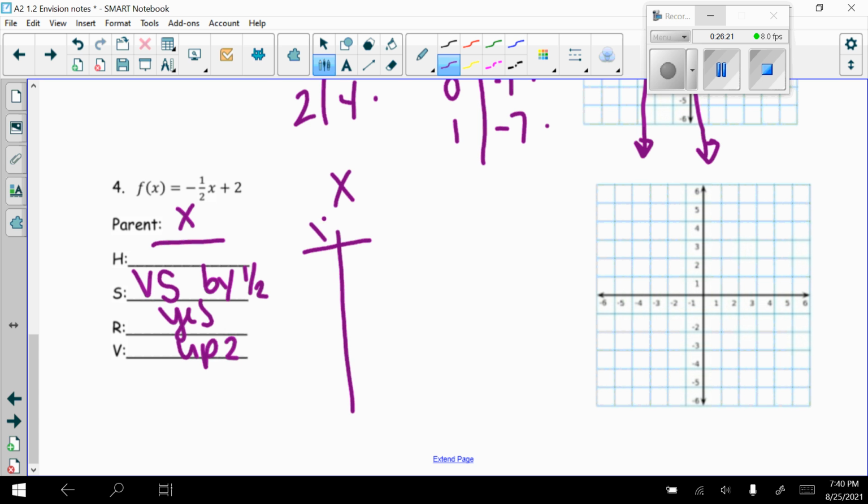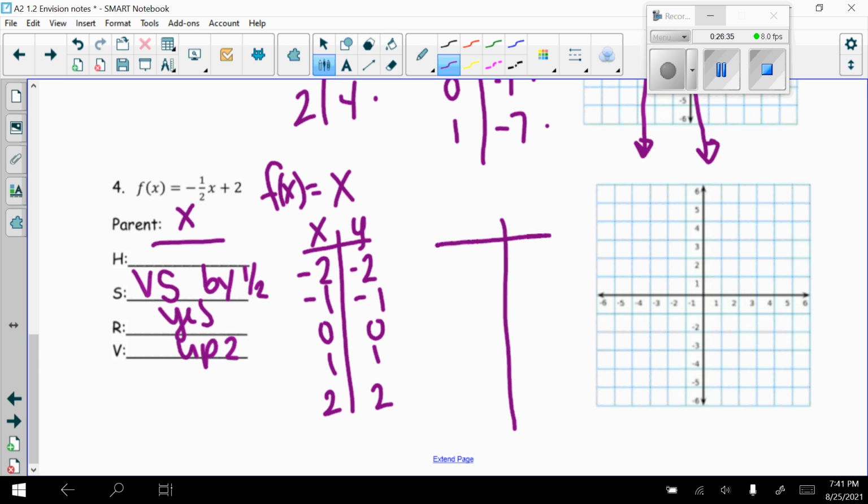So my parent is x. My xy table, you can still use the same points, -2, -1, 0, 1, and 2. My y's will all be the same, right? Because this is f of x equals x. So -2, -1, 0, 1, and 2. So my new one, my x's all stay the same, -2, -1, 0, 1, and 2. My y's, I have to multiply y by 1/2 and negative. So -1/2 y, and then I add 2 to all of them.